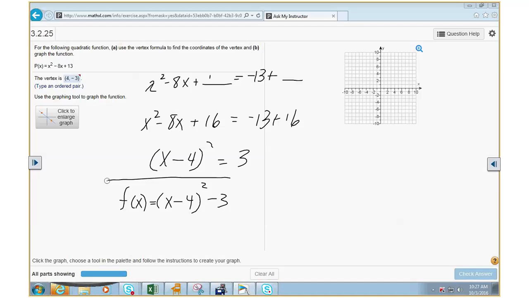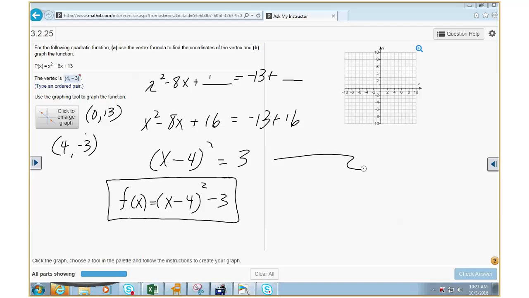Now they may want this, but all I want is a vertex. The vertex is 4, comma, negative 3. The y-intercept is 0, 13. Continue with your x-intercepts. So (x minus 4) quantity squared is equal to 3.